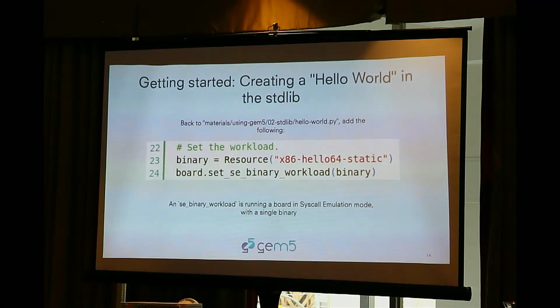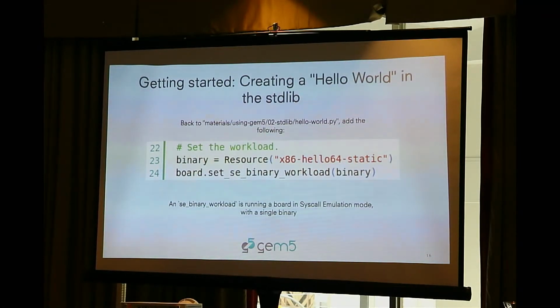So going back to our Hello World program, we add these 2 lines, right? There's a lot behind the scenes happening in these two lines, but conceptually they're quite straightforward. We're saying, what binary do we want to run in our system? We're saying we want the x86 Hello World 64-bit static binary. Go and get me that. And then you're saying, on this board, set the SE binary workload, which is saying set this particular resource to be run on the board in syscall emulation mode.